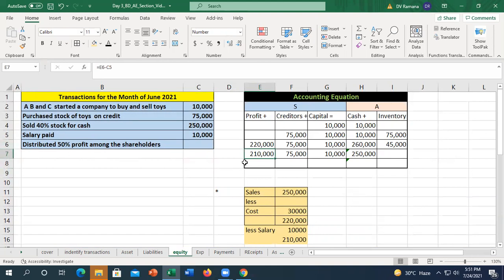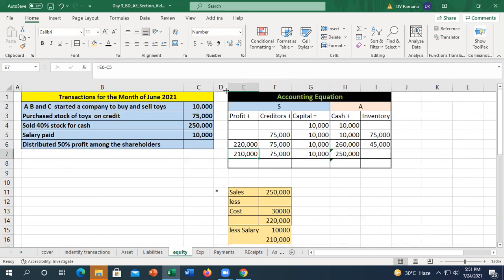Now the company decides to distribute this profit. This profit is for the shareholders, generated by the company. However, the shareholders have no right to demand this 210,000. Suppose the company, when I say company, the management, decides to distribute 50% of the profit to the shareholders, and we call that a dividend. The dividend is a distribution of profit among the shareholders.